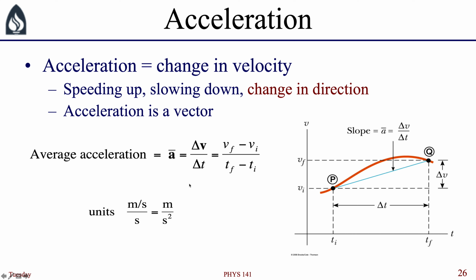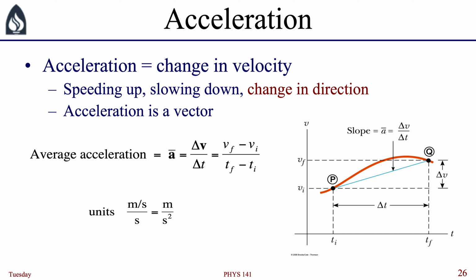Acceleration is a vector, just like velocity is, and we define the average acceleration as being the change in velocity, delta v, which is defined as being the final velocity minus the initial velocity, divided by the change in time, or the final time minus some initial time.